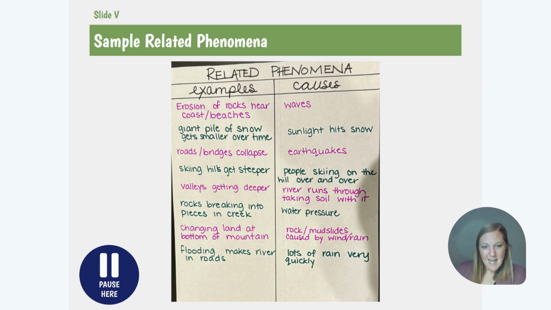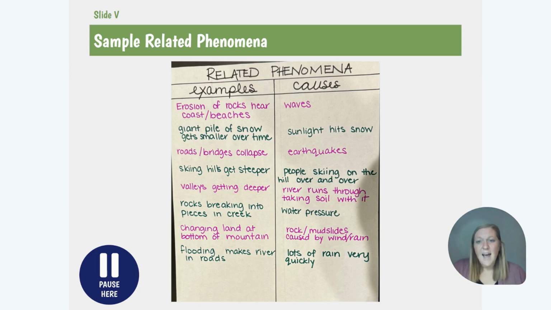Some students went skiing, and they said that skiing hills actually get steeper, and they think it's because people are skiing over and over on that same hill. There's ideas about valleys getting deeper, and so maybe that's because of rivers running through it, and maybe some of the soil or rock gets taken with it. They're talking about rocks breaking into pieces in a creek, and maybe that's due to water pressure. Changing land at the bottom of a mountain, caused by rocks or mudslides from wind or rain. And then flooding makes rivers and roads, and that's because there's a lot of rain, and it's a lot in a short period of time, so very quickly.